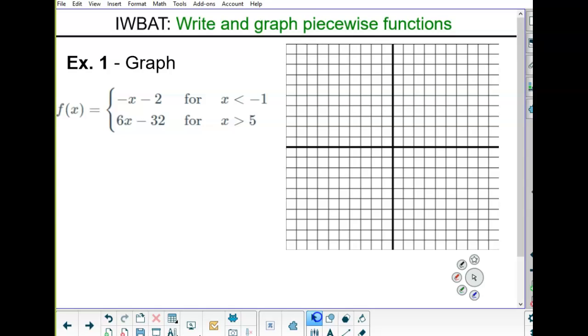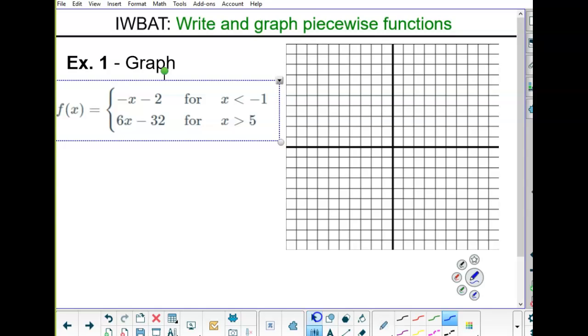So if I tell you to graph, before we put our pen or pencil to paper, how many pieces does this graph have? 2. Right? Look at the equation. There's 2 different equations for 2 different domains. So here's what I'm going to do, is we're going to start off with just the first one.